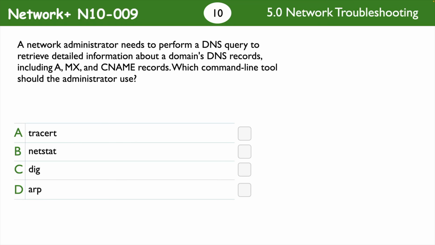Question 10. If you're still here, thank you for sticking along. A network administrator needs to perform a DNS query to retrieve detailed information about a domain's DNS records, and that's going to include the A, MX, and CNAME records. Which command line tool should the administrator use? A, traceroute or tracert, however you want to pronounce it. B, netstat. C, dig. Or D, ARP. All right, go ahead and try and solve this one on your own here.